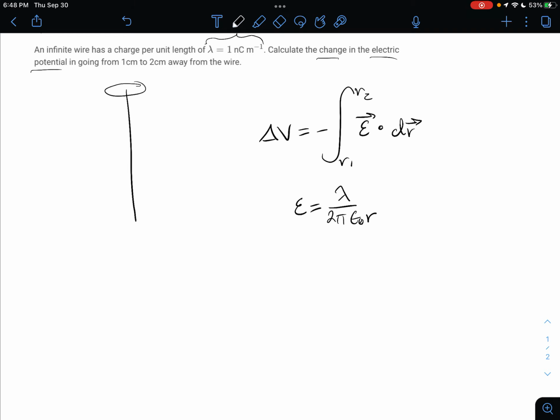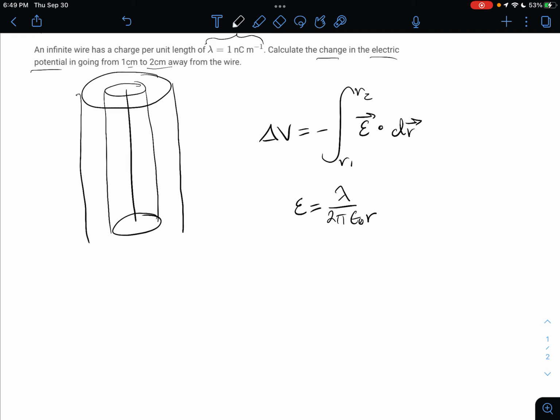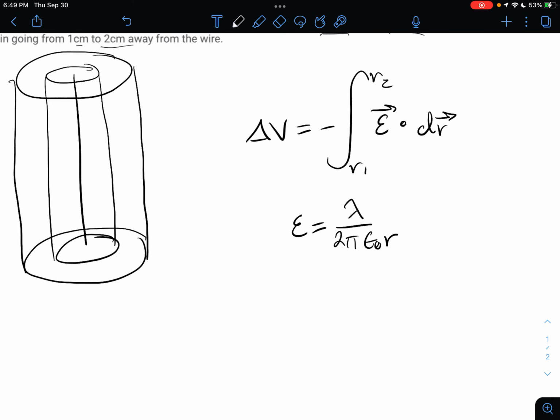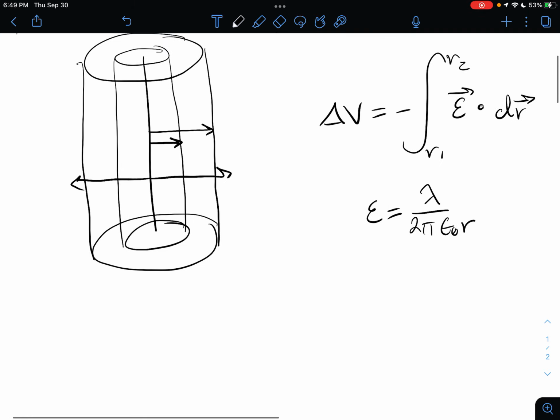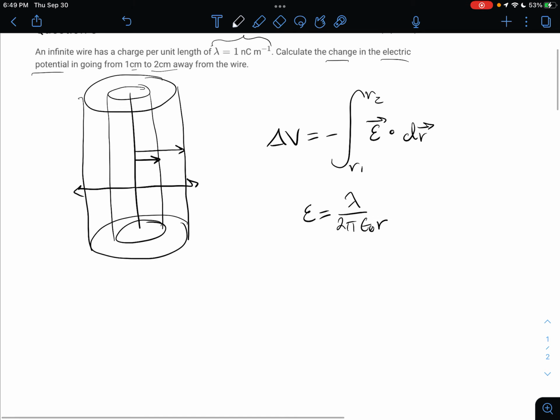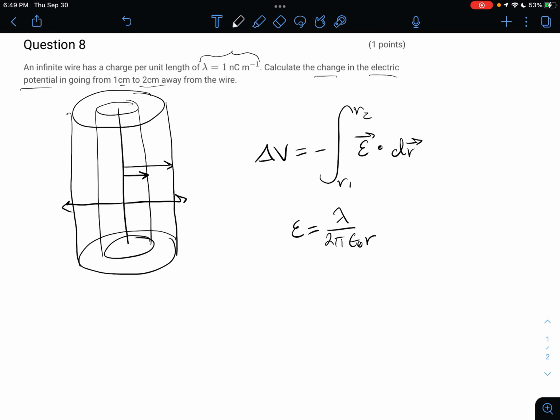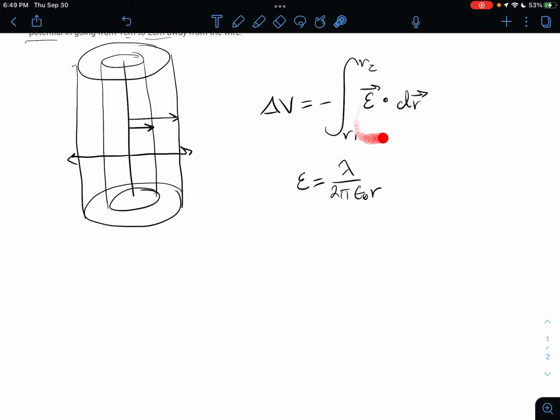But if we draw in our Gaussian surface over here, and we have a second one that's 1 centimeter away, or we'll say we'll draw another one 2 centimeters away. I'm just going to use another Gaussian surface for the exact same thing. The direction of our electric field is going to be going out perpendicularly to that wire. Now radius is also going that way. The angle between them is going to be 0. Cosine of 0 is 1. So when we're dotting the two vectors together, it's going to be the magnitude times 1. This is the cosine of the angle between them, so we can just multiply by the magnitudes here.